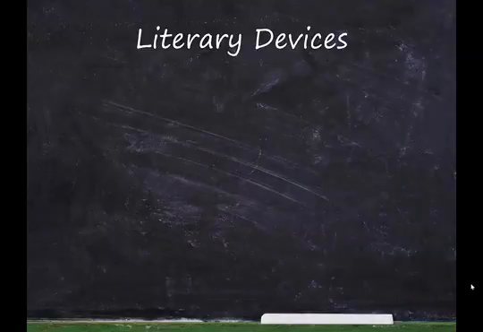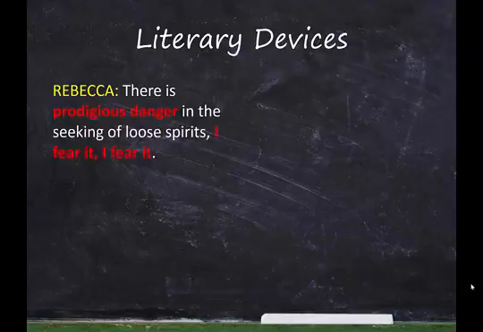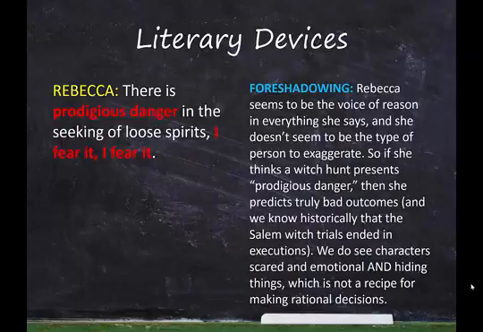Here's the last one for today, literary devices. After hearing that Reverend Parris has sent for Reverend Hale, who is famous for discovering and hanging witches, to come check over Betty, Rebecca Nurse says, "There is prodigious danger in the seeking of loose spirits. I fear it. I fear it." The literary device we see here is foreshadowing. Now, of course, we aren't just going to write the word foreshadowing in the margin, but we're going to dig deeper. What exactly is being foreshadowed, and what else can we learn?